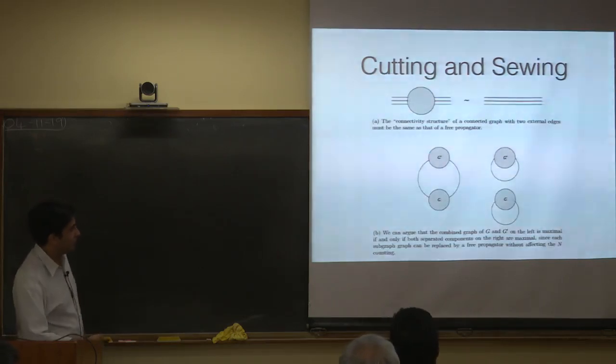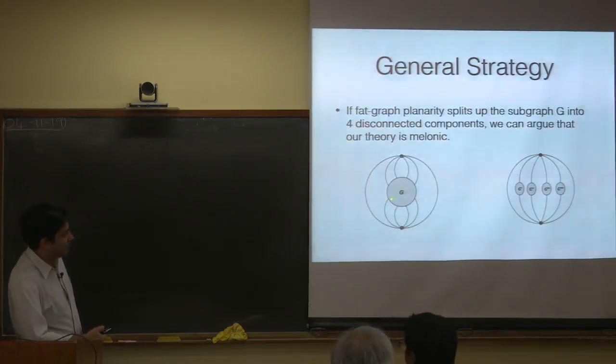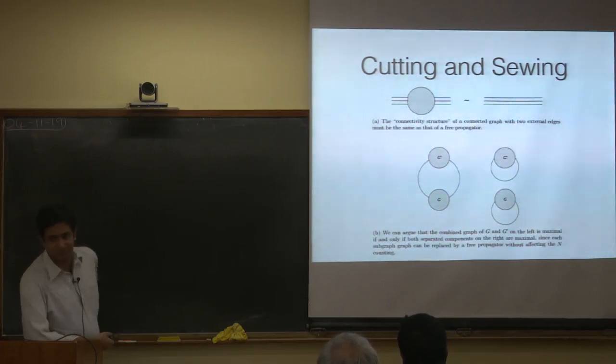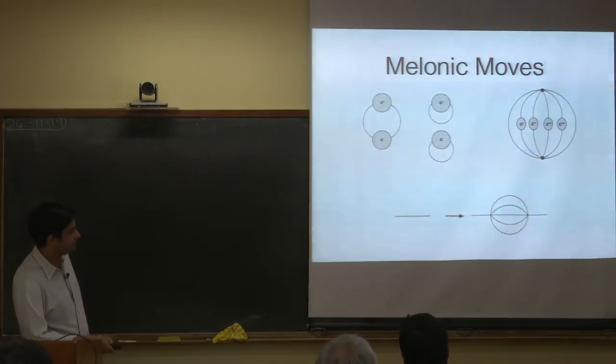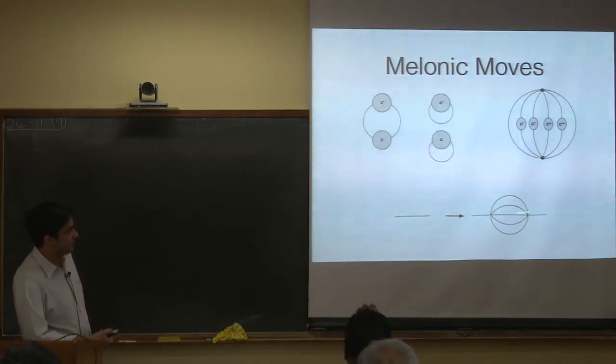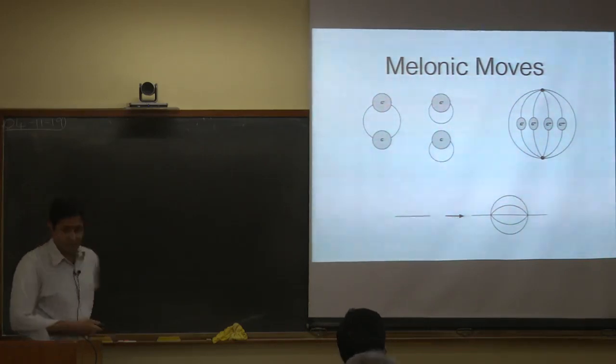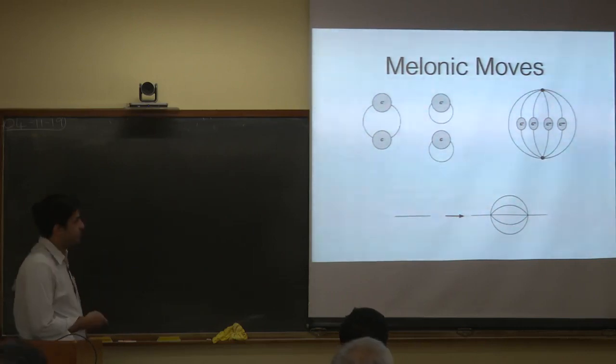Or if you get something more subtle, and if you've argued that this graph splits into 4 different ones, then you can use a cutting and sewing argument to argue that this graph is maximal if and only if these two graphs are maximal. So you effectively get a recursive enumeration. Another way of saying it is that all the diagrams can be generated by this melonic. So, this part is clear.